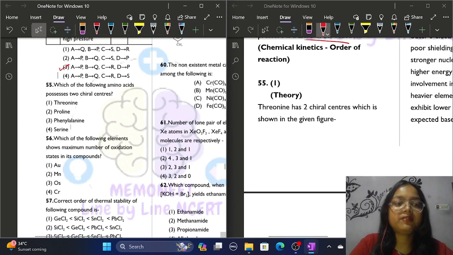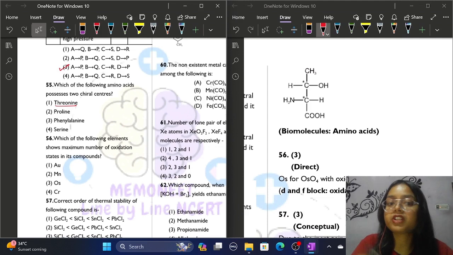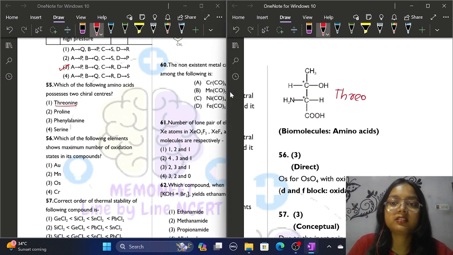For question number 55, which of the following amino acids possesses two chiral centers? Let's see the structure. First, let's see the structure of threonine. For this, we should know the structure of threonine, otherwise we will not be able to find the chiral centers here. So this will be the structure of threonine. It is from the biomolecules chapter, so we have to remember the structures of some of the most important compounds. So this is threonine, and we can clearly see that this carbon and this carbon are chiral carbons.